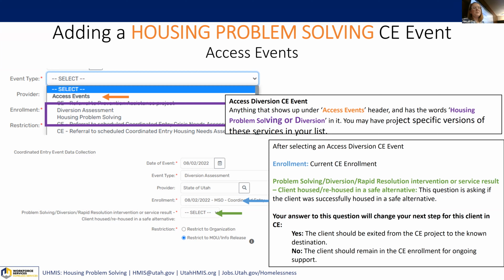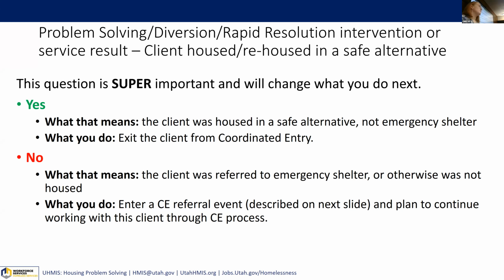And then this question: problem solving, diversion, rapid resolution, intervention or service, were they housed in a safe alternative? You would mark yes or no. And I actually have another couple of slides about this because this is a really important part to keep in mind whenever you're doing one of these housing problem solvings. This is super important because it changes the effect of this, and it's good to know what a safe alternative is. Can anybody tell me what you would mark if you were putting this client in emergency shelter tonight?